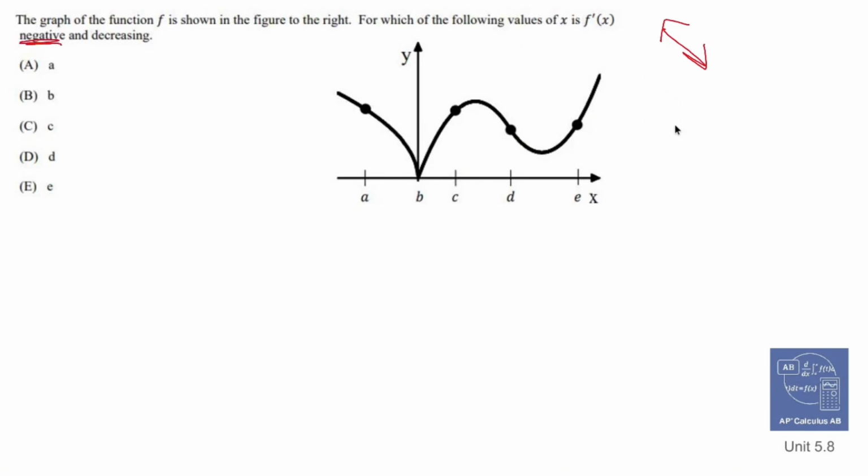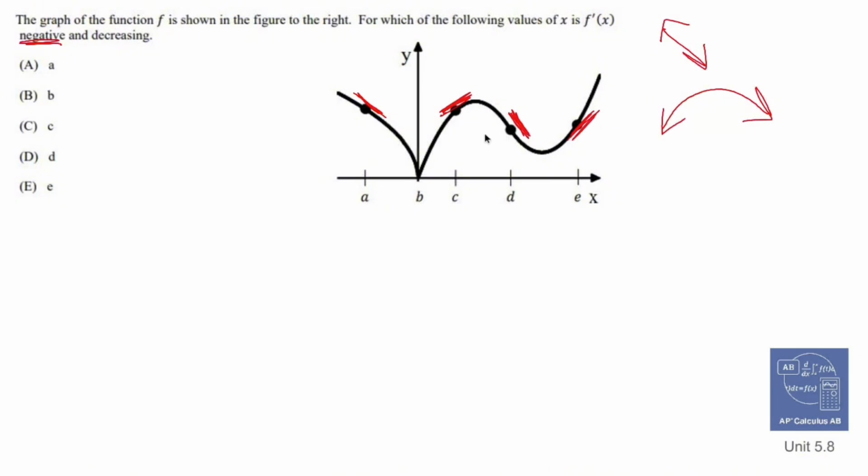When the slope is decreasing, that implies concave down. When the rate of change is decreasing, concave down, if you remember that from AP Precalculus. So I need something that has a negative slope and is also concave down. So A has a negative slope and appears to be concave down. B, nothing. C is positive and concave down. D is negative and concave down. And A is positive and concave up.